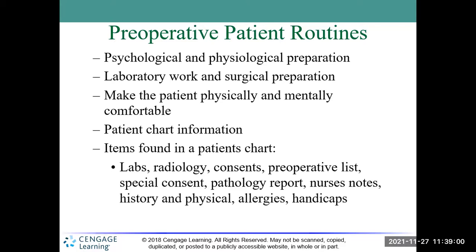But then mentally comfortable, really helping the patient feel at ease as much as possible is going to improve the outcome of the case. Patient chart information, the circulator is going to make sure that's all up to date. And the items that are going to be found in that chart: labs, of course, radiology reports, the consent forms signed, preoperative list, special consent forms, the pathology reports that may have come in before that, nurses' notes prior to the surgery, history and physical, allergies, and handicaps.